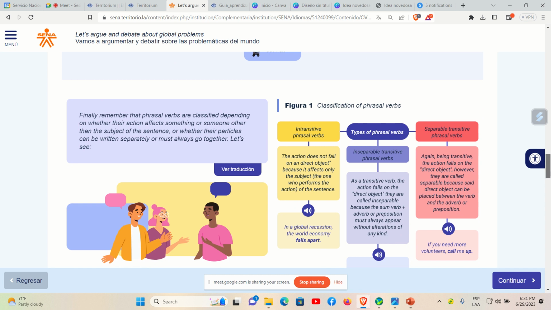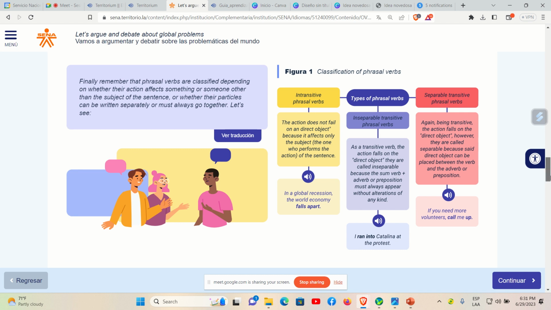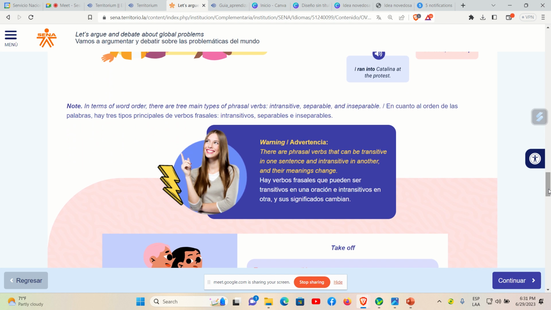Classification of the phrasal verbs. We have intransitive, we have transitive, we have separable, not separable. There are some kinds of them, okay? But it's something that you can learn by just practicing a lot, okay?